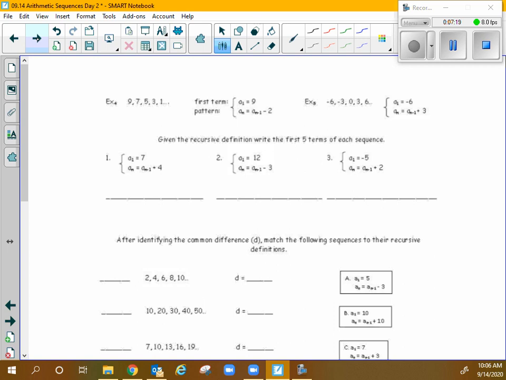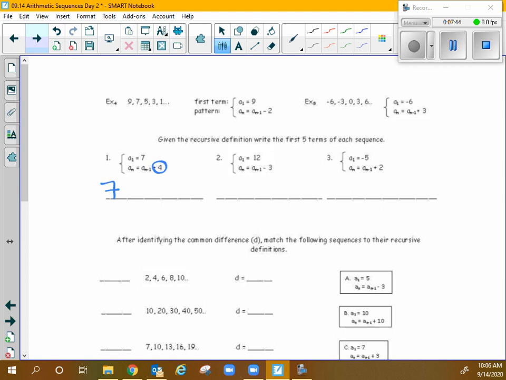Flip over and we're going to give the sequence given the rule. So a of 1 equals 7. A of n equals a of n minus 1 plus 4. So let's get the important information out of there. What's my first term? 7. Okay, what else is important?